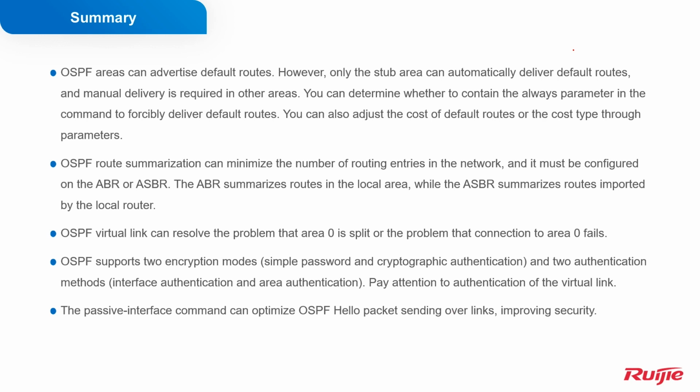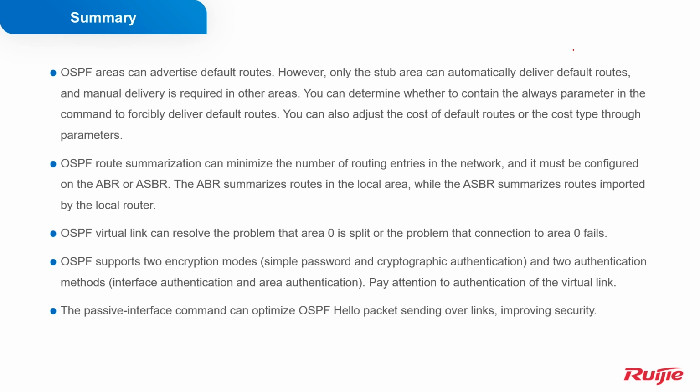The first summary is about advertising the default route. For an OSPF area, only the stub area can automatically deliver default routes. When we deliver the default routes, we have two ways. The first is default-information originate, and second, we can add the always parameter: default-information originate always.